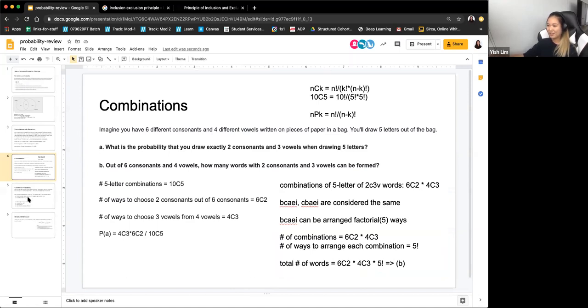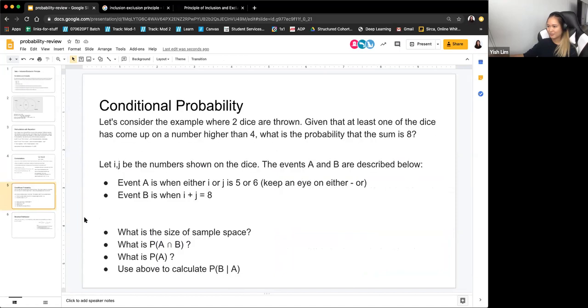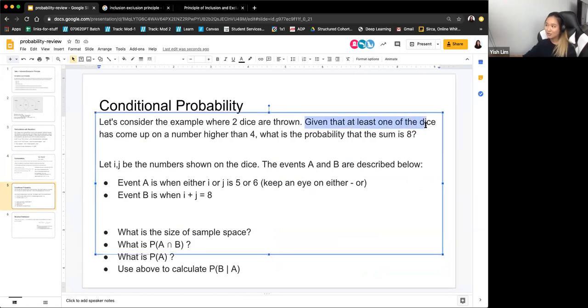Awesome. Moving on to our last problem before I talk about the binomial distribution really quick. This is a conditional probability question, and there are like 4 parts here. So in this question, 2 dice are thrown. And given that at least one of the dice has come up on a number higher than 4, so that means at least one of the dice has to be a 5 or a 6, what is the probability that the sum of the dice is 8?